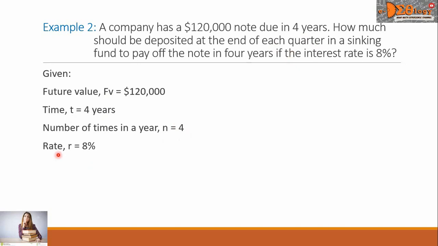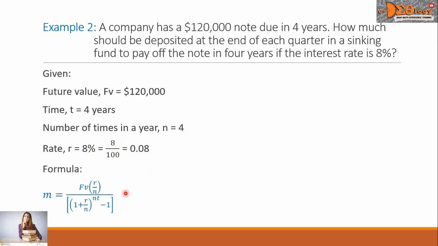Next is the rate, denoted by R. That is the 8%. We will convert this 8% into decimal. We will write first this 8 over 100. We drop that percent sign, and then we will get the quotient 8 over 100, that is equal to 0.08.